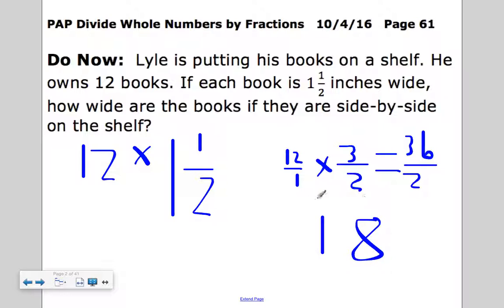Do not do this. I've seen so many kids do this and get this wrong. So, 12 times 1 is 12.5. The answer is 12.5. That's not even reasonable. If you add 1.5 12 times, you'll have 12 wholes. But what about all those halves? There's 12 halves, 12 groups of 1/2. That's 6. 12 plus 6 is 18.